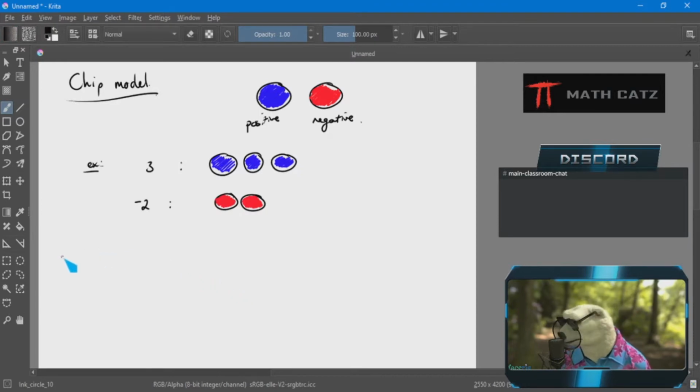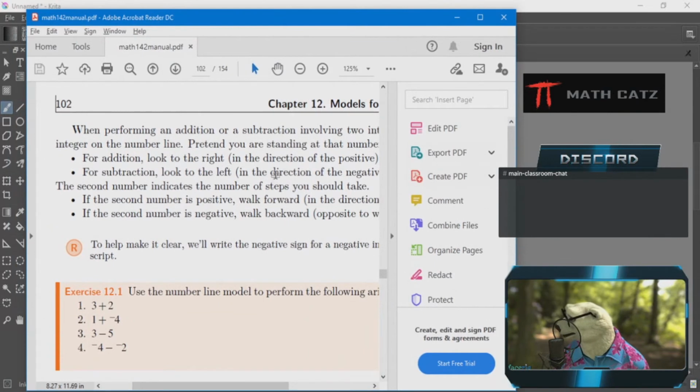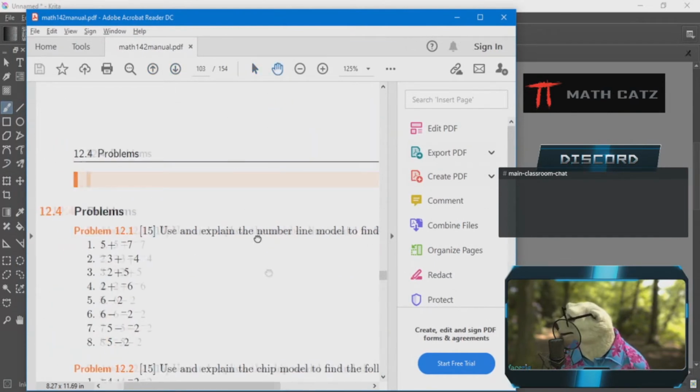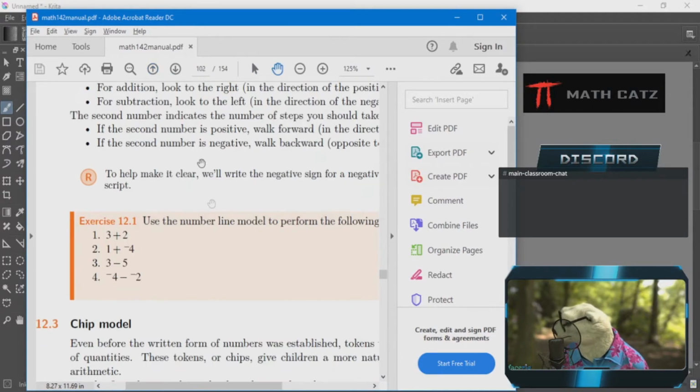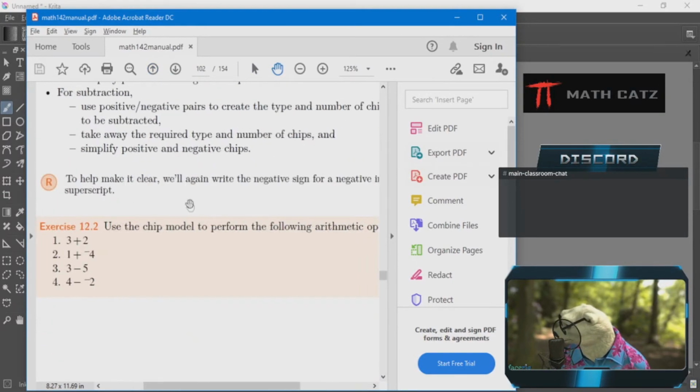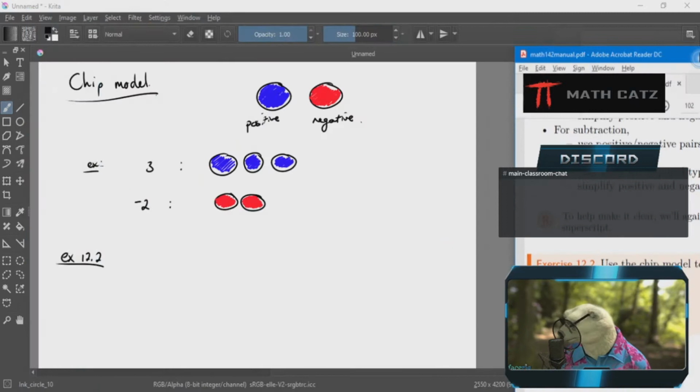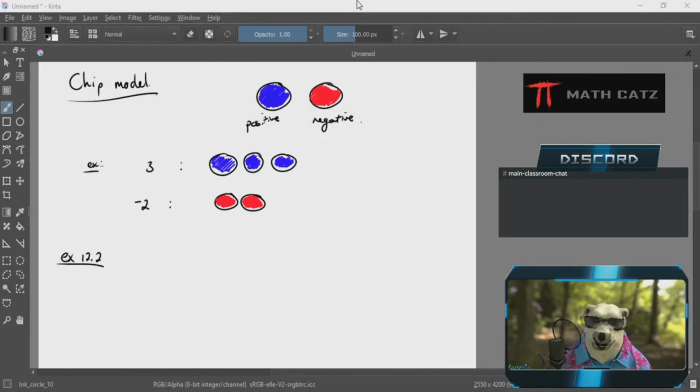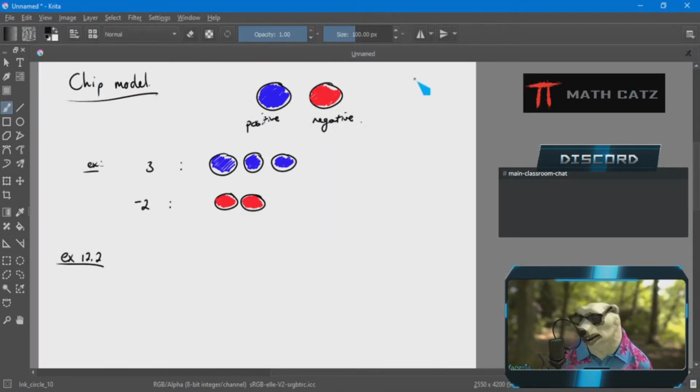So let's look at the exercise. I guess it'll be 12.2. Let me triple check here. Nope, that's a problem. Chip model, chip model, chip model. There we go. Chip model. Might be the same ones that we're working with. Doesn't really matter. I just want some variety to see different things.